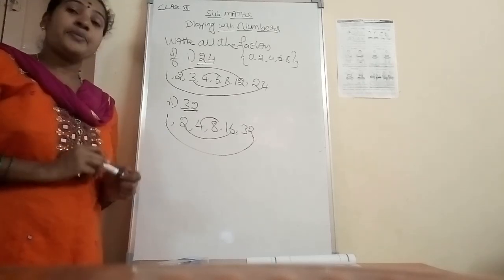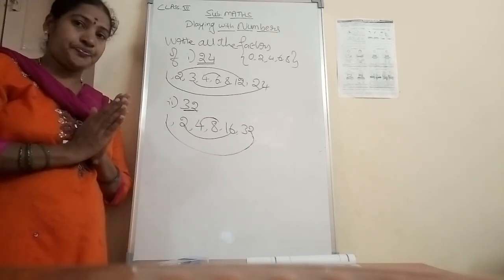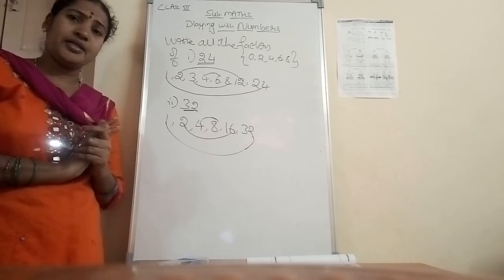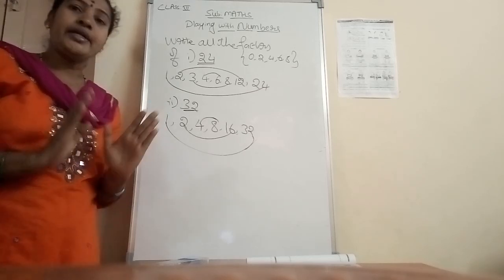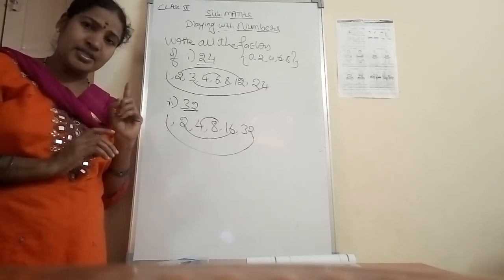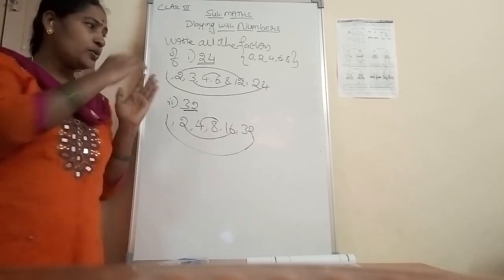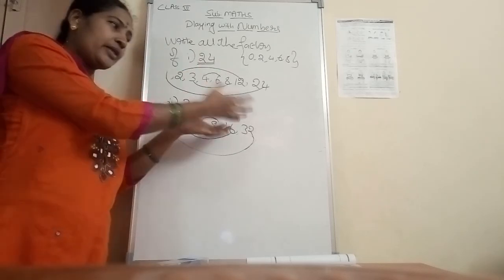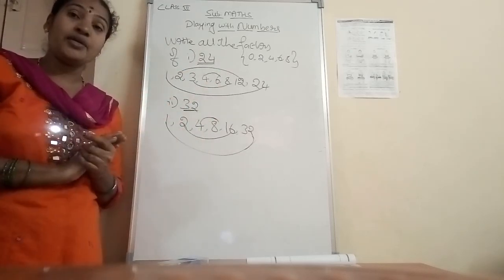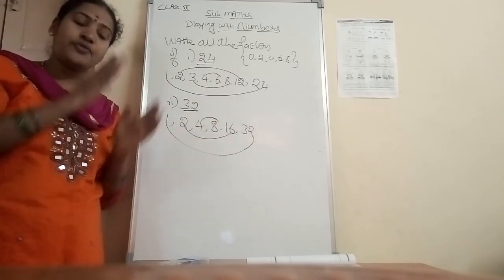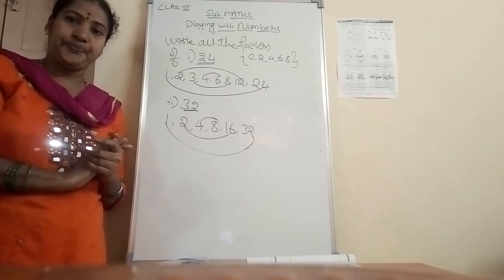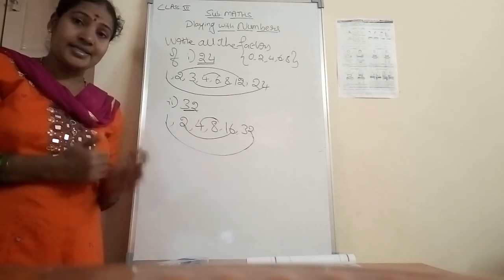In the next class, let me explain the divisibility rule. What is the meaning of divisibility rule? For example, 124. Is 124 divisible by 2? Without writing, without working, you have to give me the answer. 124, the last digit is 4. Therefore, definitely it is divisible by 2. So like that, we have to decide.